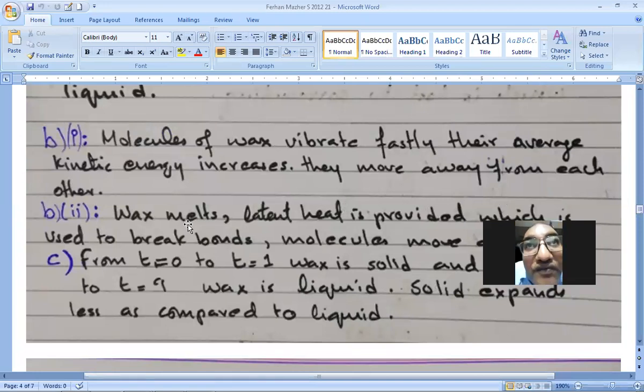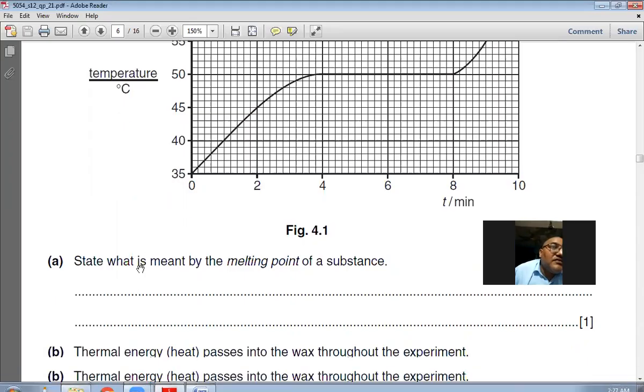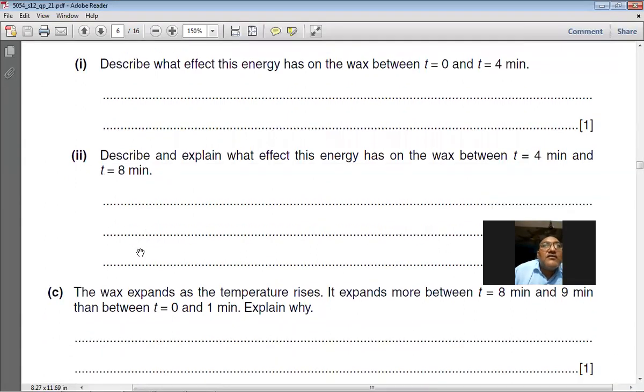Molecules of wax vibrate faster. Their average kinetic energy increases. They move away from each other. Okay, next question.